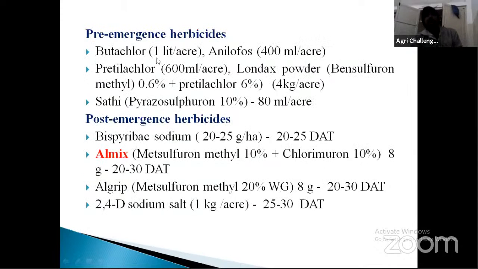And pre-emergence herbicides. This butachlor recommendation is 1 liter per acre. This is one of the mostly used pre-emergent herbicides in rice crop. And another one is pretilachlor 600 ml per acre, Londax powder, that is bensulfuron methyl plus pretilachlor, 4 kg per acre. Next one is Sathi, pyrazosulfuron ethyl, 80 ml per acre.